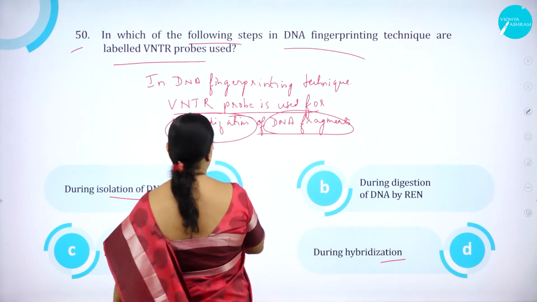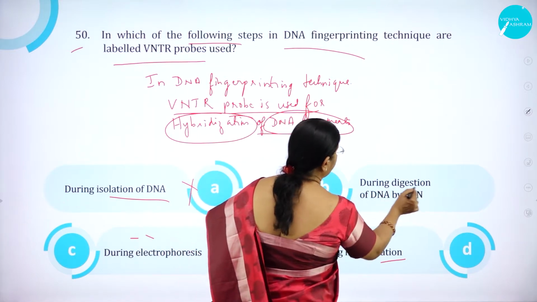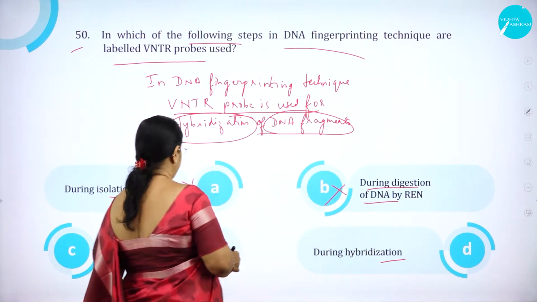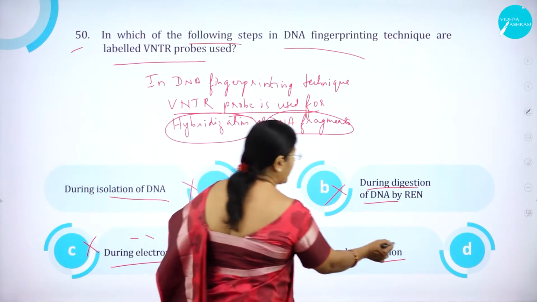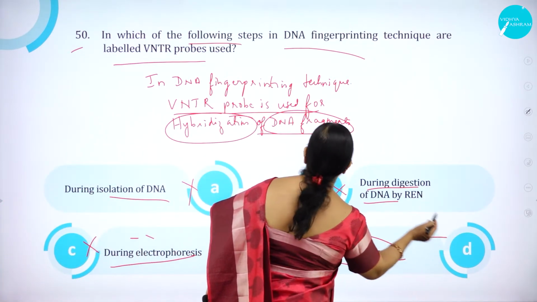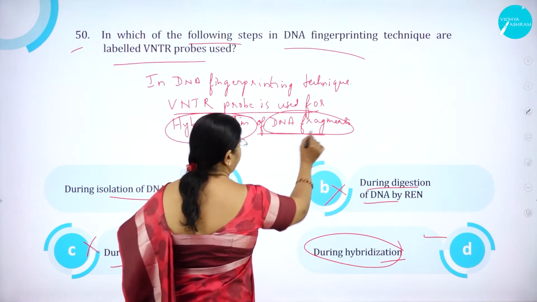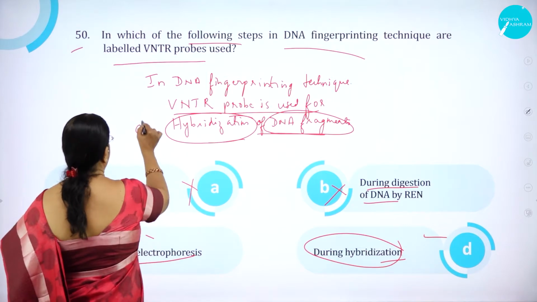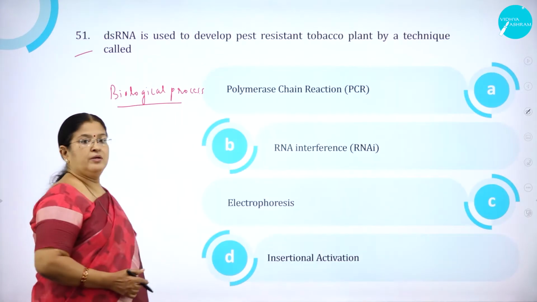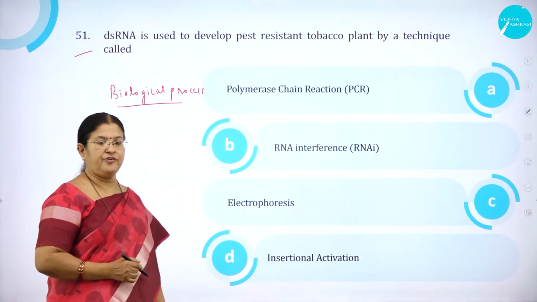So option A, during isolation of DNA, is wrong. Option B, during digestion of RNA, is wrong. During electrophoresis, option C is wrong. During hybridization, correct. Option D, during hybridization of DNA fragments, is correct. Moving on to the 51st question.